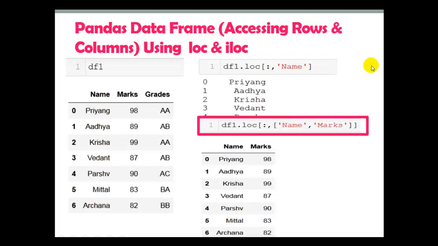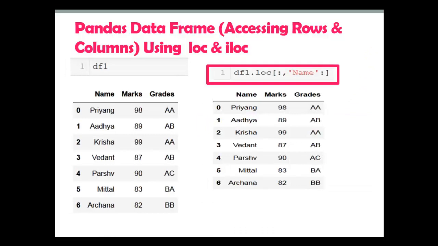Now I want to select all the rows of the name and marks columns. That you can do like this. Now here you can see I want all the rows from the name column to all the columns, meaning name and colon. Colon means all. Now you can see it will print the entire data frame.